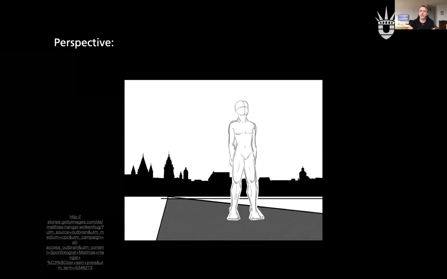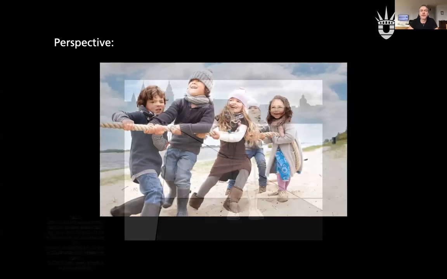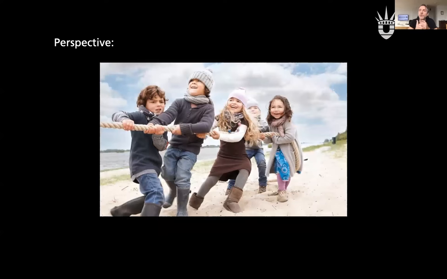Go backwards, and you see, it's more neutral. For what is it useful? It's useful, especially to make people strong. You see here on this picture, these children are photographed, the photographer lies on the ground. He goes from down to the top, and he makes the children very strong.